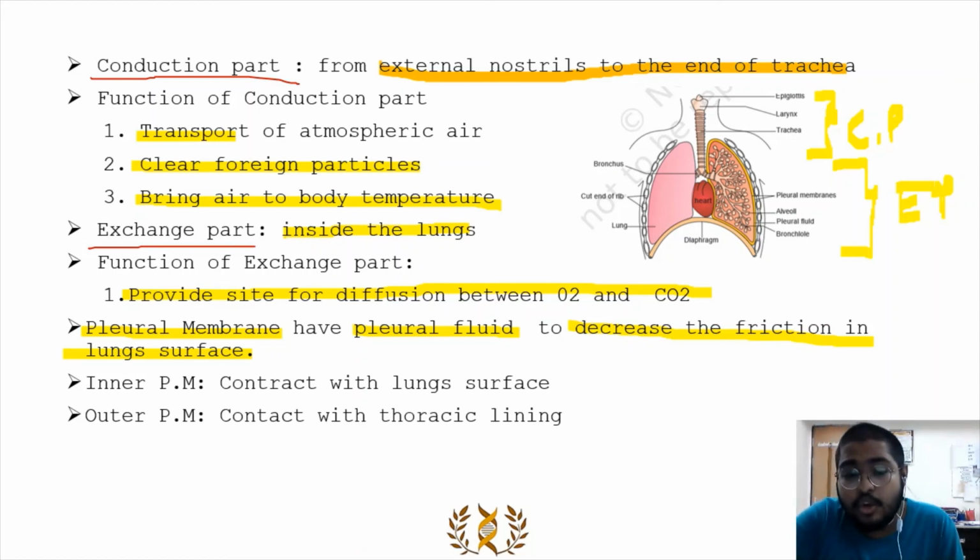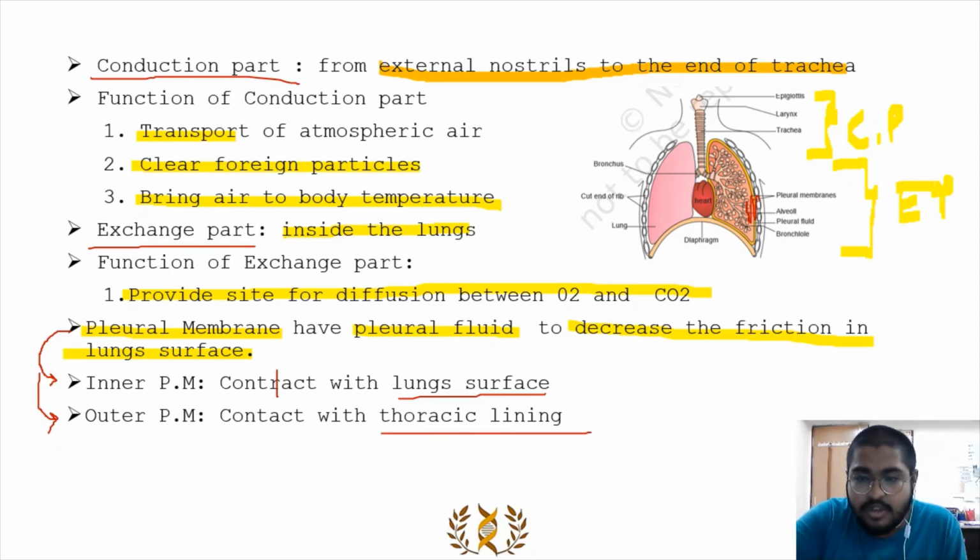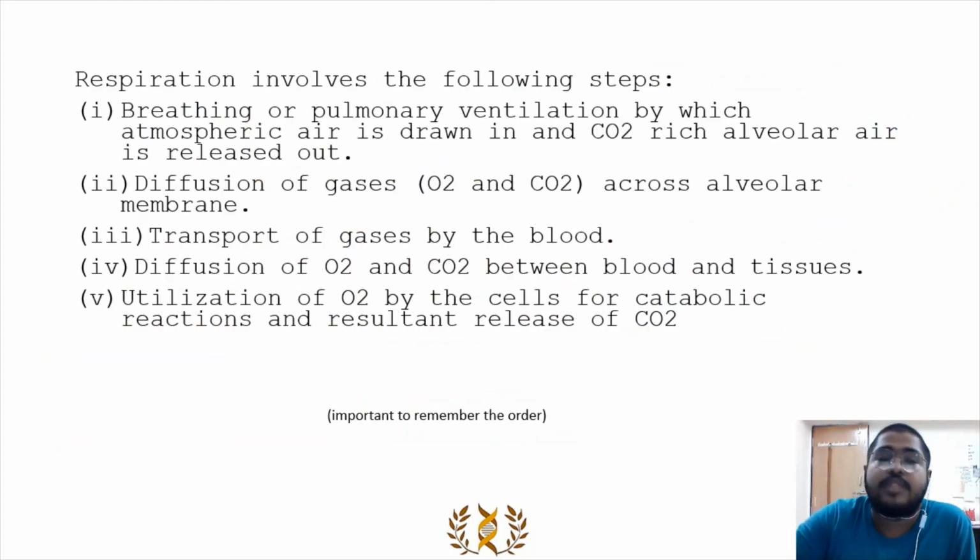Now there are two different types of pleural membranes: the inner pleural membrane and the outer pleural membrane. The inner pleural membrane is over here and the outer pleural membrane is over here. So the inner pleural membrane is in contact with the whole lung surface, and the outer pleural membrane is in contact with the thoracic lining. Basically that.